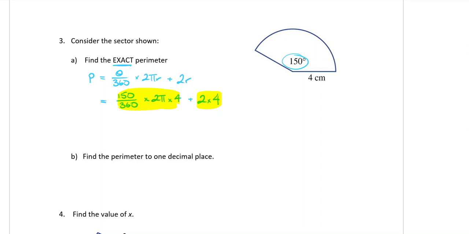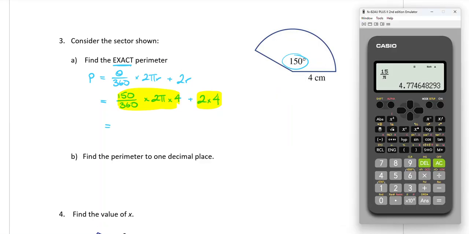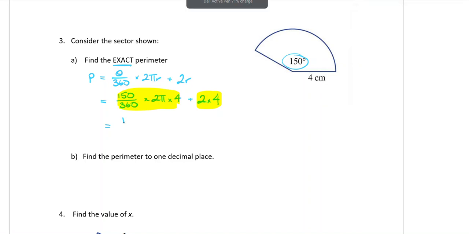To work out the first term, I want to calculate all the number parts without the pi in it. So we have 150 over 360, and then I'm timesing by 2 and timesing by 4, and then my calculator will give me 10 over 3. Now, I ignored the pi, so what I need to do is put the pi back in my answer by putting it on the top of the fraction. It will be 10 pi over 3. Okay, that was the first term.